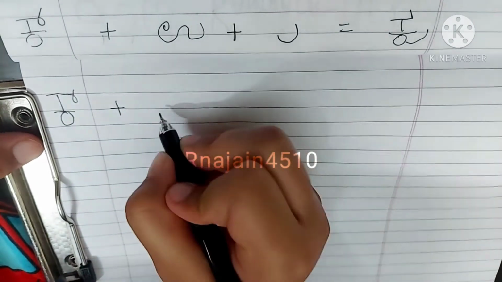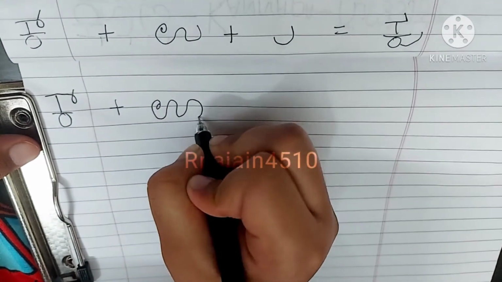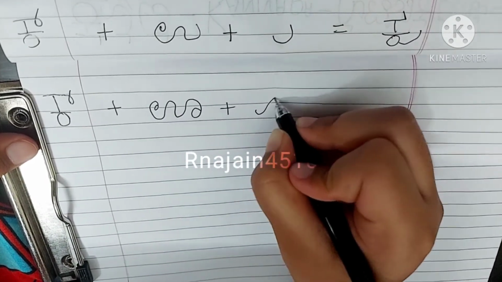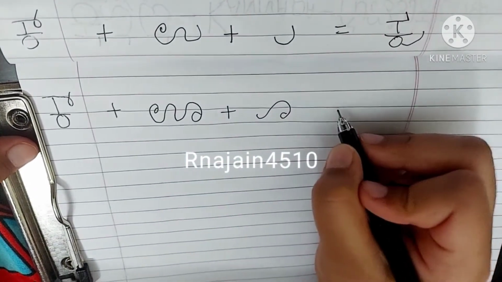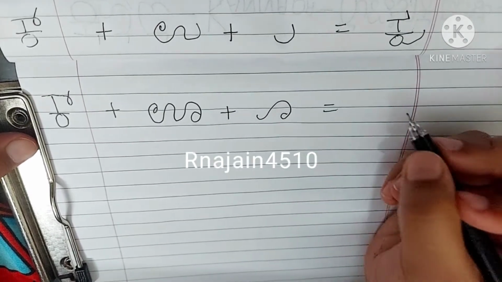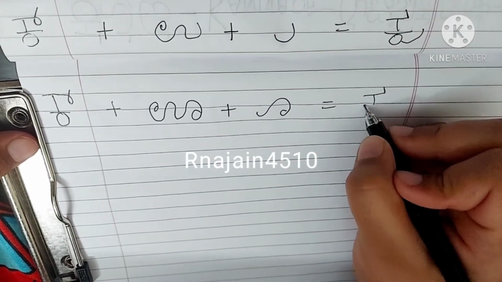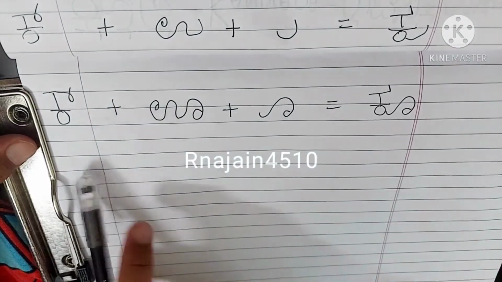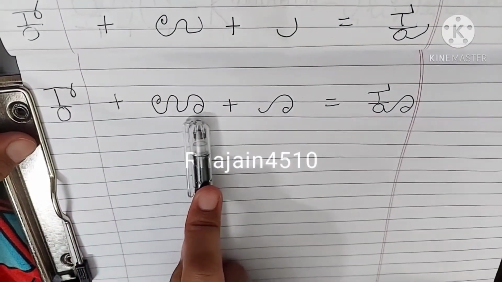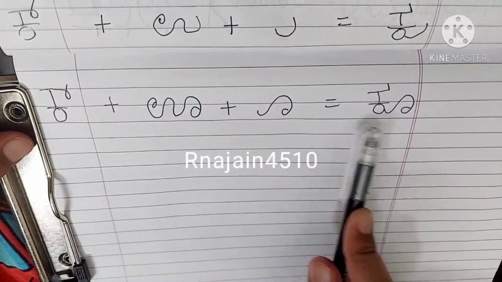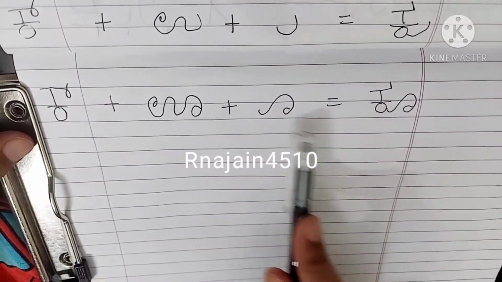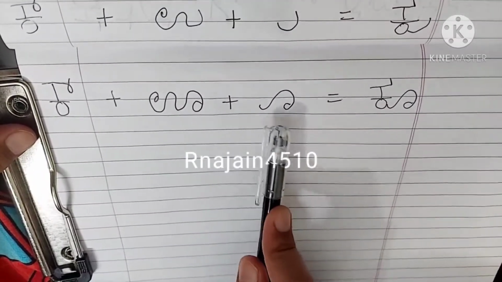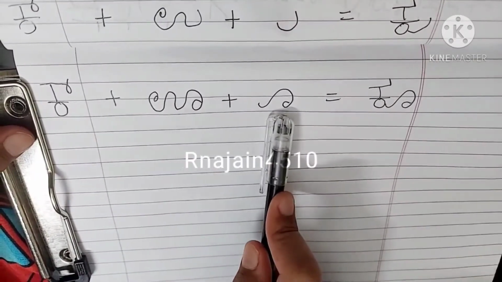Next is Ku. We'll write half K plus U plus U matra is equal to Ku. K plus U is equal to Ku. We call U matra as Kombina Dirgha.